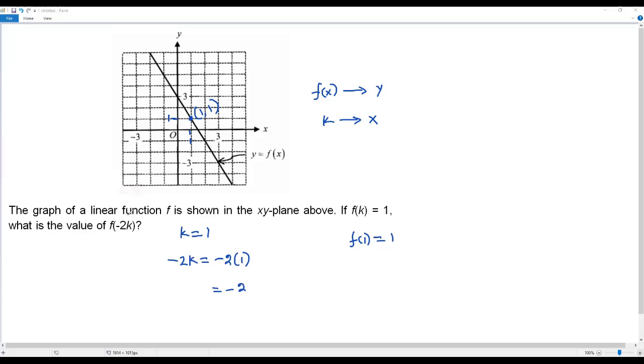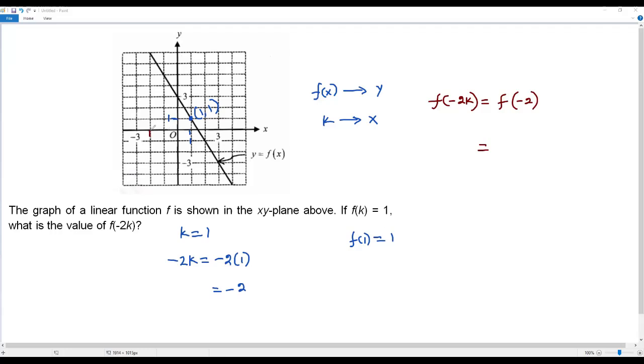Now let's find the value of f of negative 2k. Let me write it over here. f of negative 2k equals f of, we got the value of negative 2k, that is negative 2. We can plug in negative 2 for this negative 2k. Now what we need to do is find the value of y when x equals negative 2. Let's go to the graph and consider the value negative 2 on the x-axis.